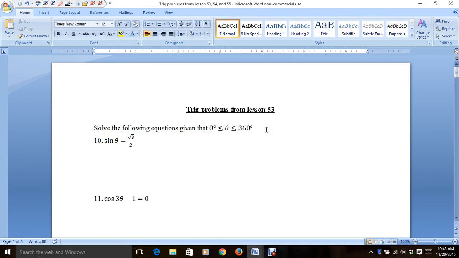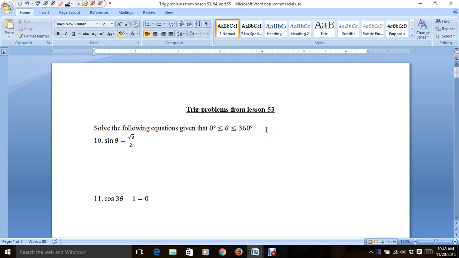Okay, here are the trig problems from lesson 53, and these should help you prepare for the quiz in class on December 1st. I'll just go through them and we'll see how it's done. So, solve the following equations given that theta is between 0 and 360.